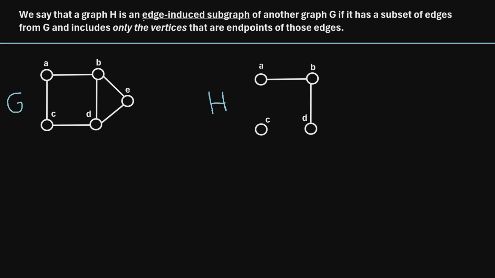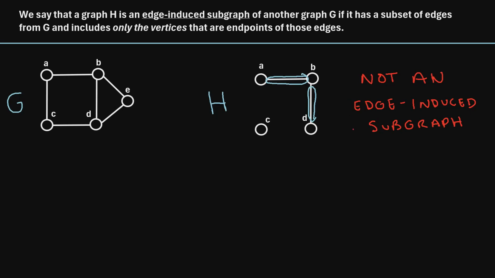But to be considered an edge-induced subgraph, what that means is that for each of the edges that we've chosen to include in this subgraph, so these 2 edges right here, only the vertices that are the endpoints of those edges are allowed to be in this graph. So we can see in graph H, this vertex C right here, it's not an endpoint of either of these 2 edges that we've chosen. So what that means is H is a subgraph of G, but it's not an edge-induced subgraph, because we have this vertex out here that is not connected to either of the edges that we've chosen. So we would say this is not an edge-induced subgraph.